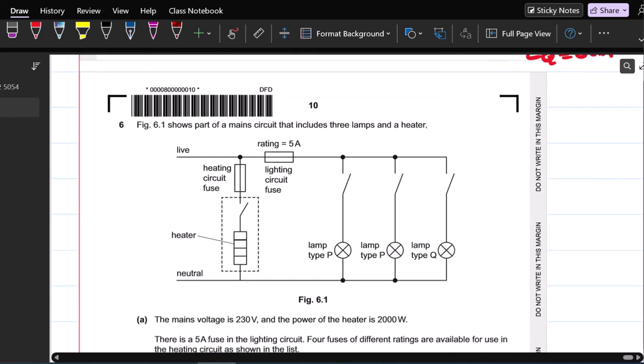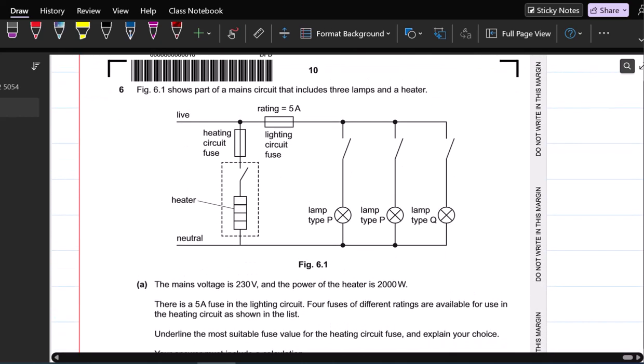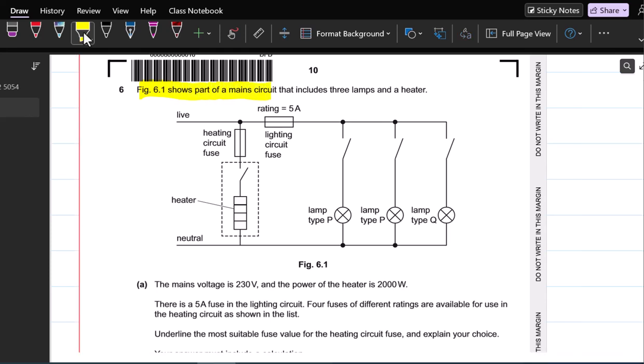Moving to question number 6. In this question, figure 6.1 shows part of a main circuit that includes 3 lamps and a heater. So you can see here 3 lamps are here, lamp type B, lamp type Q, and this is the heater. In part A, you can see the mains voltage is 230 volt and the power of the heater is 2000 watt. Okay. So this is a parallel circuit.